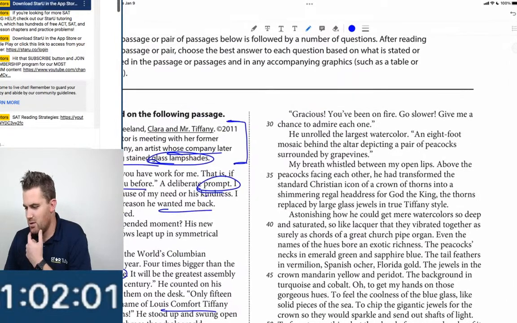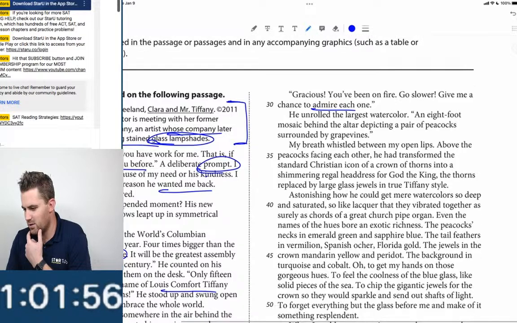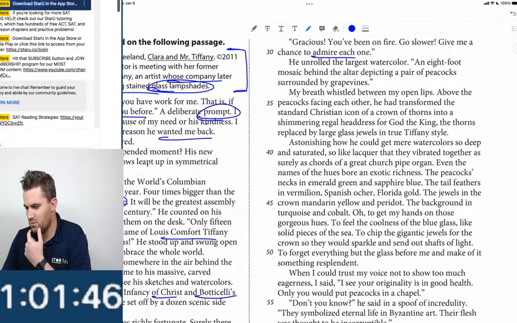Gracious, you've been on fire. Go slower. Give me a chance to admire each one. Unrolled the largest water column, an 8-foot mosaic on the altar with a pair of peacocks shining by great light. Standard Christian icon of crown thorns and a shimmering regal headdress for God the King.